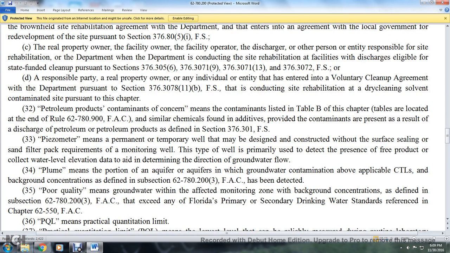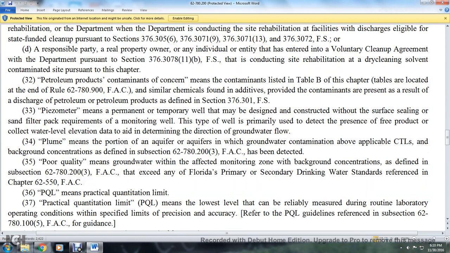Plume means the migration of contamination in the aquifers to the groundwater, with contamination above the cleanup target levels. Background concentrations defined in subsection 62-780.203 have been detected. Poor quality groundwater means groundwater in the effective monitoring zone exceeding the background concentration defined in subsection 62-780.203, or exceeding the Florida primary and secondary drinking water standards referenced in Chapter 62-550. PQL means practical quantitation limit.